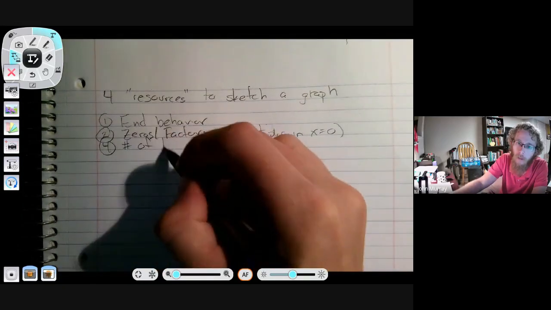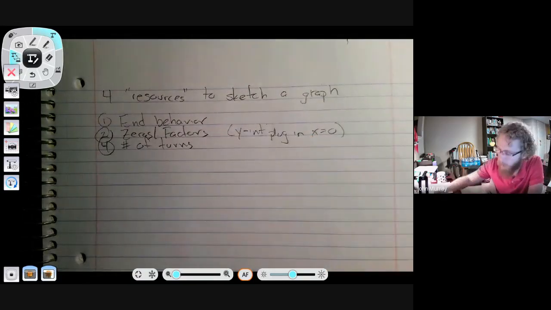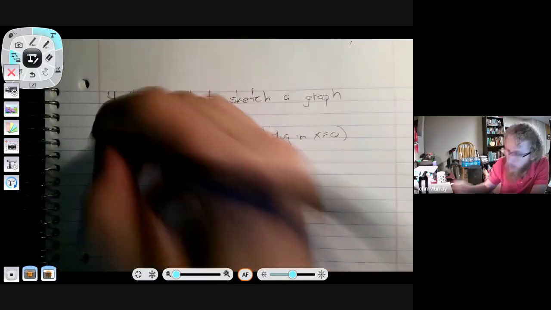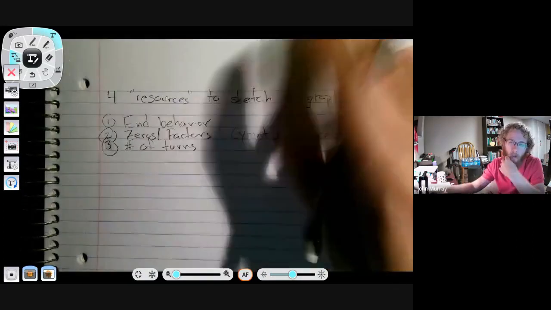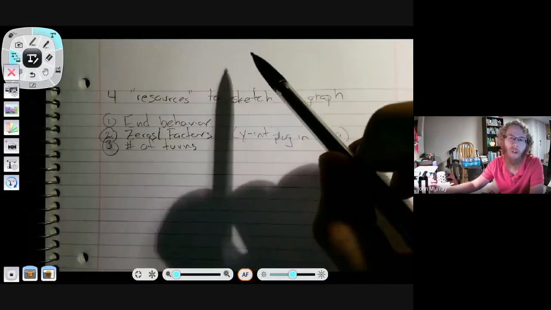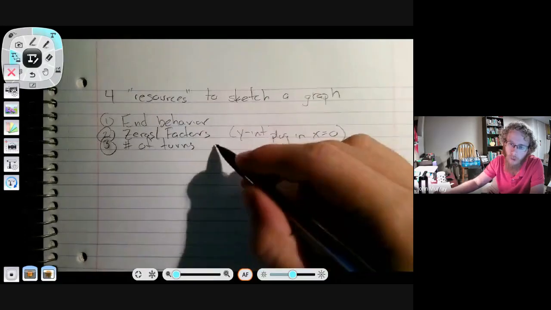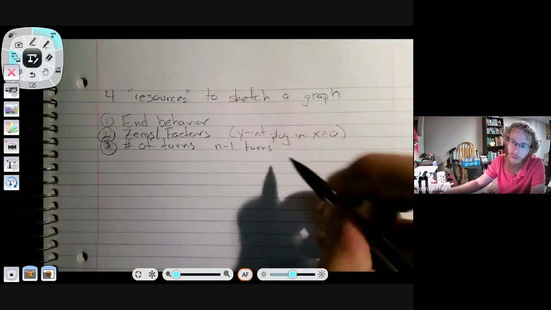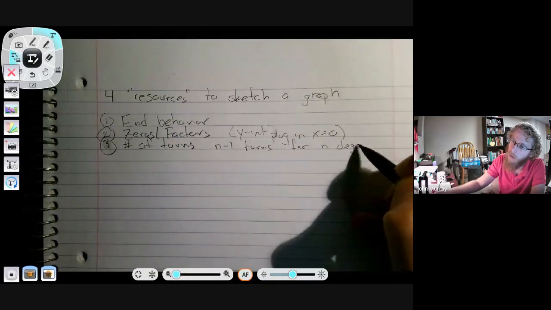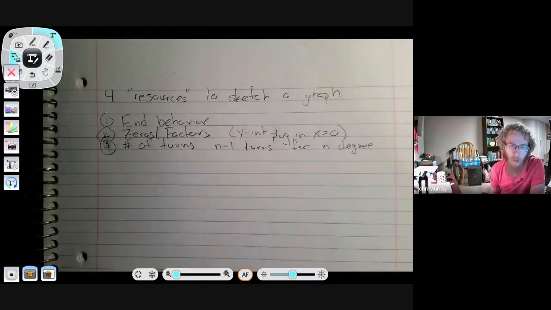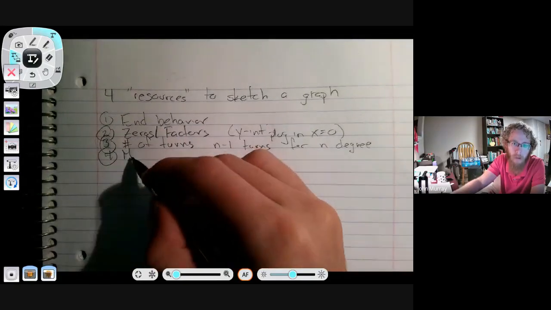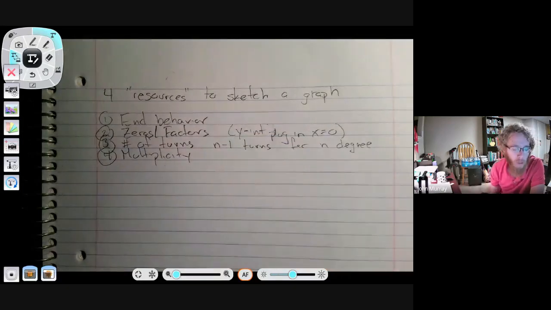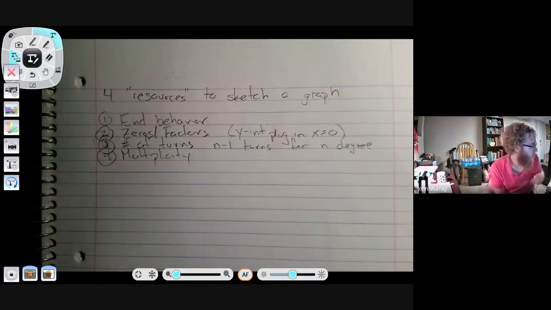Then we can also use, wow, I can't count. That's not number 4, that's number 3. We have the number of turns. We talked about this briefly, and I'll go into it more today. If I have something to the 5th power, then I'm going to have 4 turns. We found that by taking the degree and subtracting 1 from it. And then combined with the zeros and factors, we have multiplicity, which tells us, are we crossing the x-axis or are we bouncing off of it.